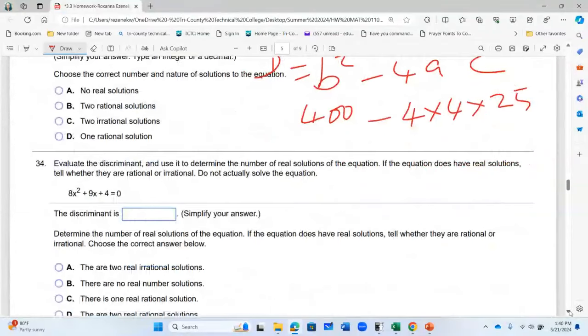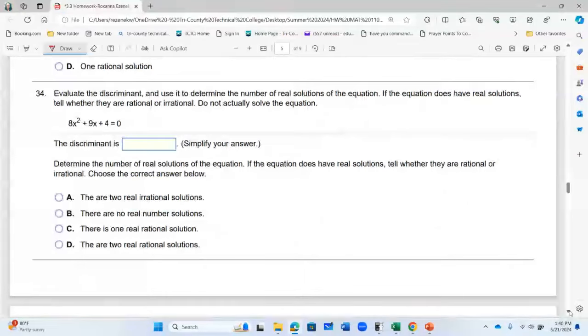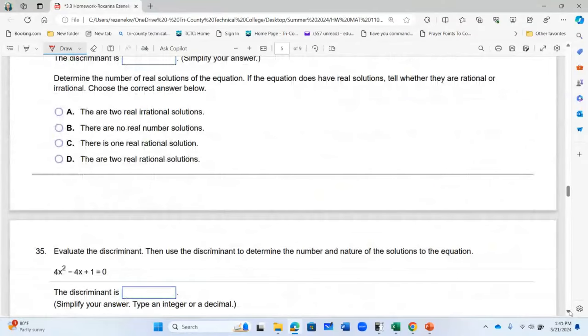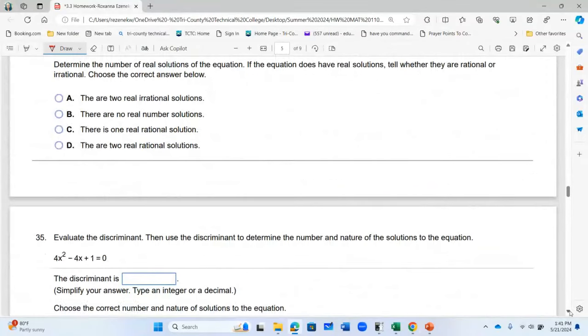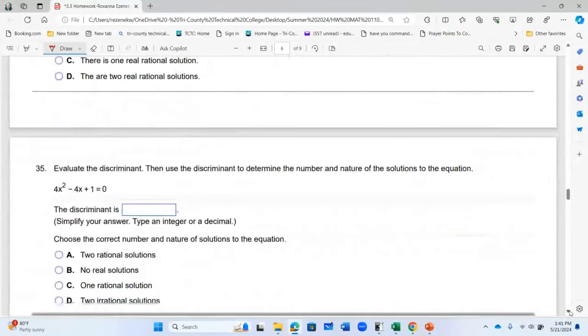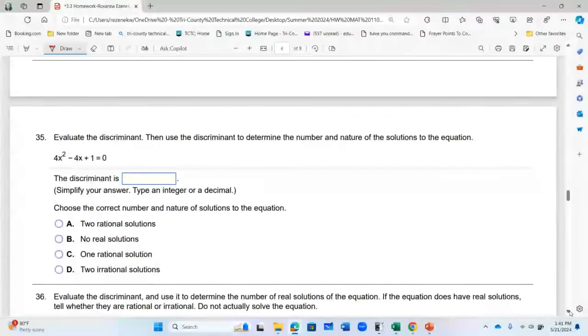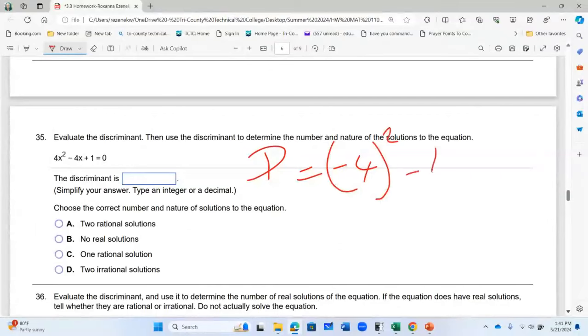Number 34, another one that says find the discriminant. And by the way, this is homework 3.3. So we're almost doing all the homework here. Let's do number 35, discriminant again. So this one, find the discriminant. In this particular one, we have b squared, so -4 squared minus 4ac, 4 times c. -4 squared is 16. 16 minus 16 is 0 again. Wow, one real solution or one rational solution.